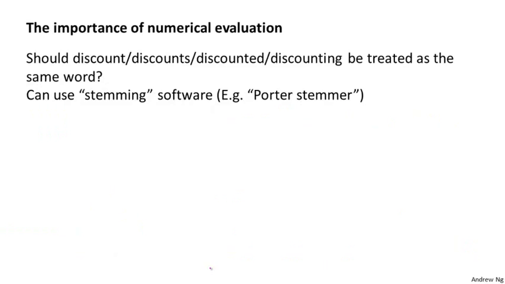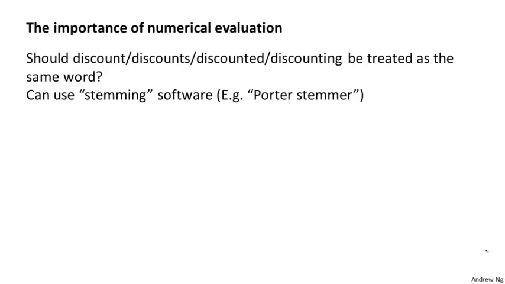Lastly, when developing learning algorithms, one other useful tip is to make sure that you have a numerical evaluation of your learning algorithm. And what I mean by that is that if you're developing a learning algorithm, it's often incredibly helpful if you have a way of evaluating it that just gives you back a single real number, maybe accuracy, maybe error, but a single real number that tells you how well your learning algorithm is doing. I'll talk more about this specific concept in later videos, but here's a specific example.